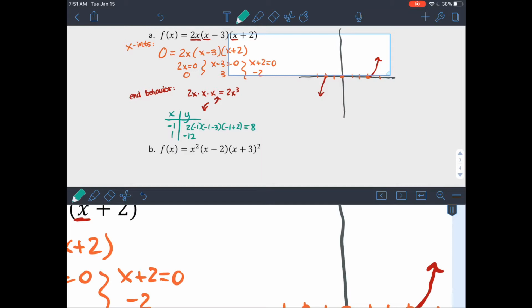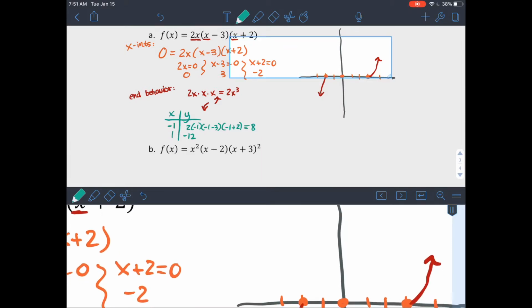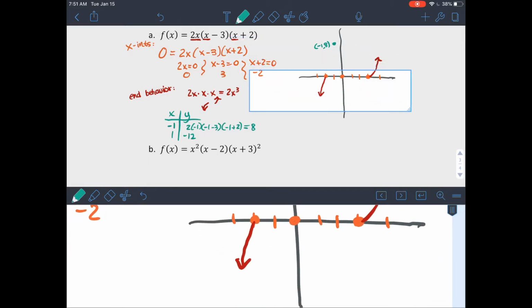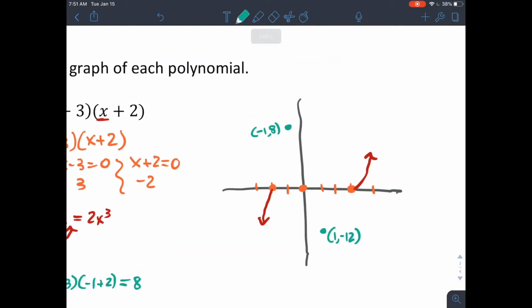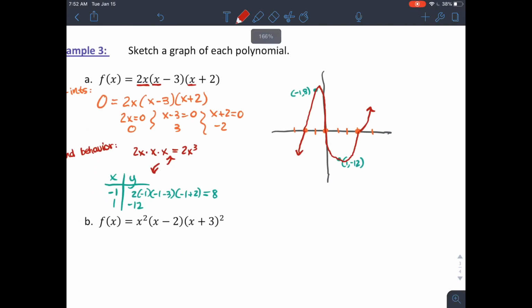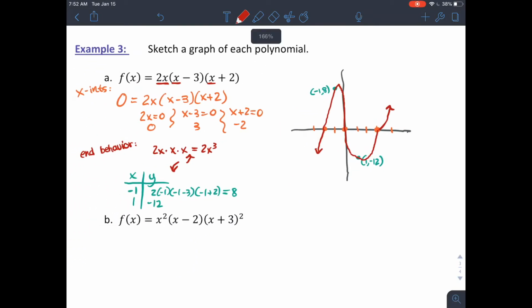Plotting those points, they're going to be approximate. So right about there, we'll say, I'm just going to label it instead of making a scale on my y-axis. And then at 1, I'm down below the x-axis at -12. Those aren't necessarily the maximum and minimum values of my graph, but I do know that my graph's going to go through it, and we are just going for a general shape. So if I draw it in through my x-intercepts and those points, my graph shape looks something like that. So that's the main idea: x-intercepts, end behavior, some additional points.